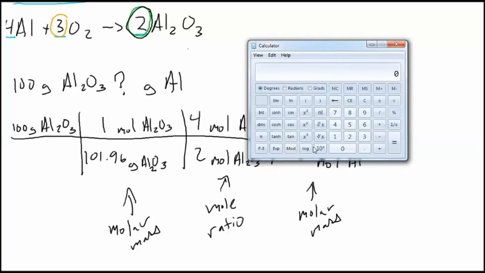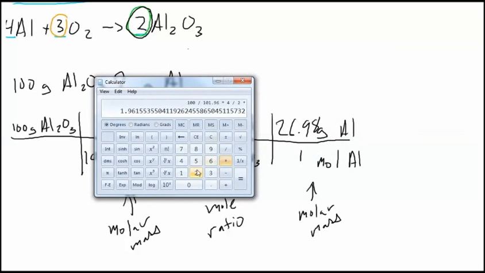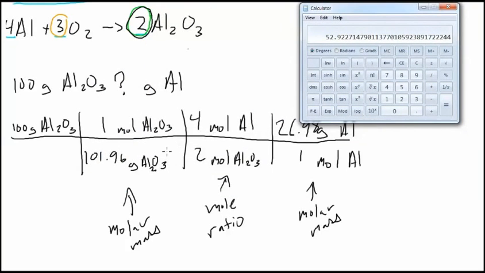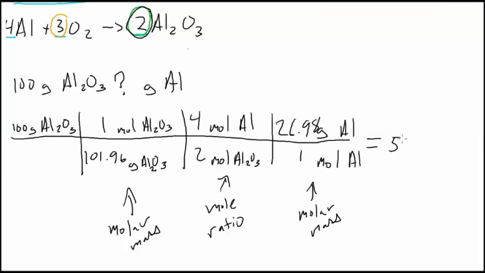So 100 divided by 101.96 times 4 divided by 2 times 26.98 equals, and so we get 52.92. So 52.92 what? Well, grams of aluminum oxide cancels, moles of aluminum oxide cancels, moles of aluminum cancels, and you get grams of aluminum.